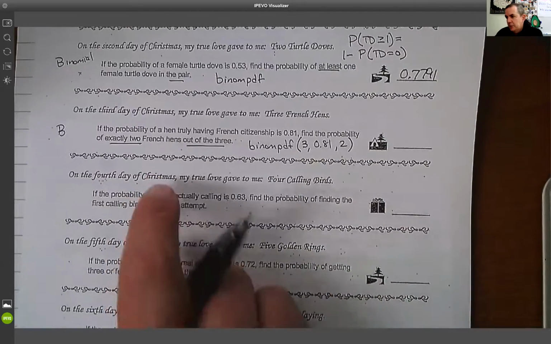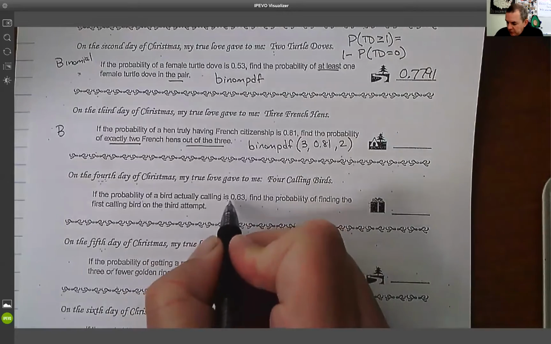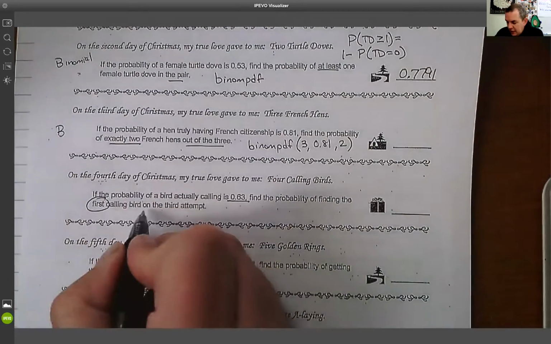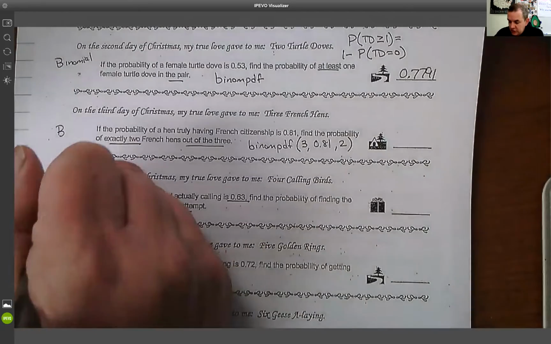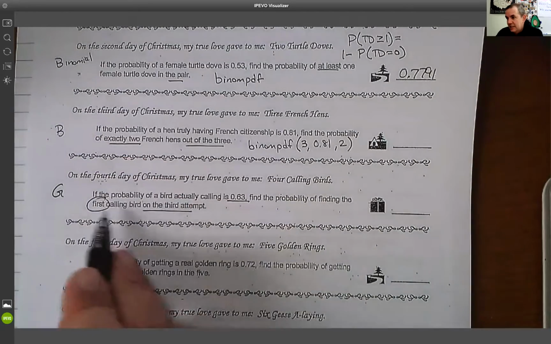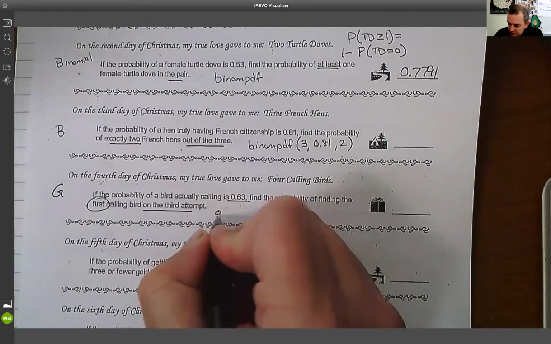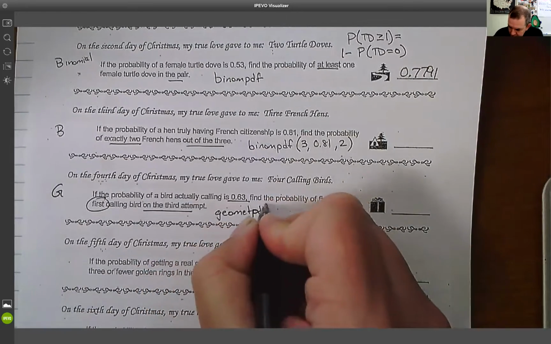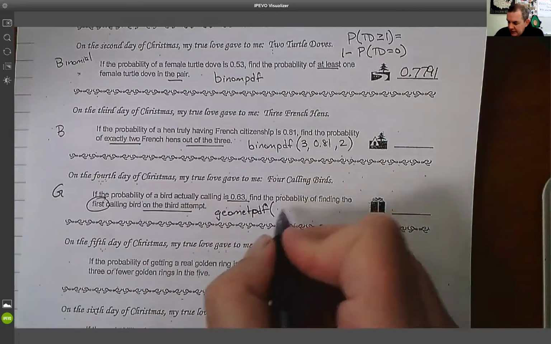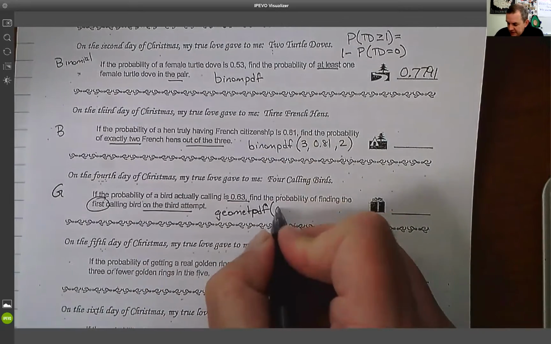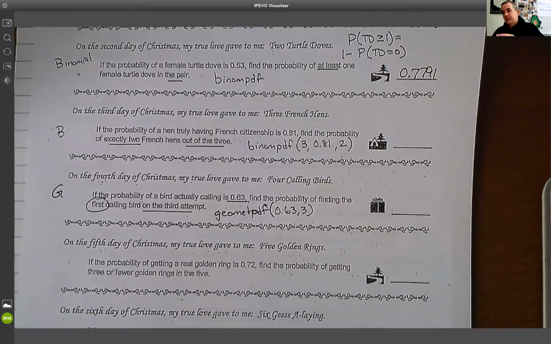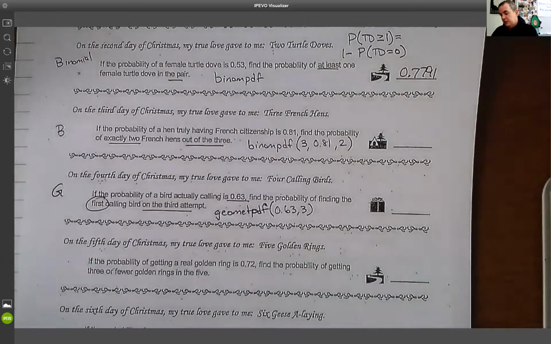On the 4th day of Christmas, the probability of a bird actually calling is 0.63. Find the probability of finding the first calling bird on the 3rd attempt. So this is a geometric setting. And since it's exactly, this is going to be a geometric PDF, my apologies. So it's going to say the probability of success is 0.63. I want it on the 3rd attempt. So basically what that is saying is the bird doesn't call on the 1st attempt, the bird doesn't call on the 2nd attempt, the bird does call on the 3rd attempt.